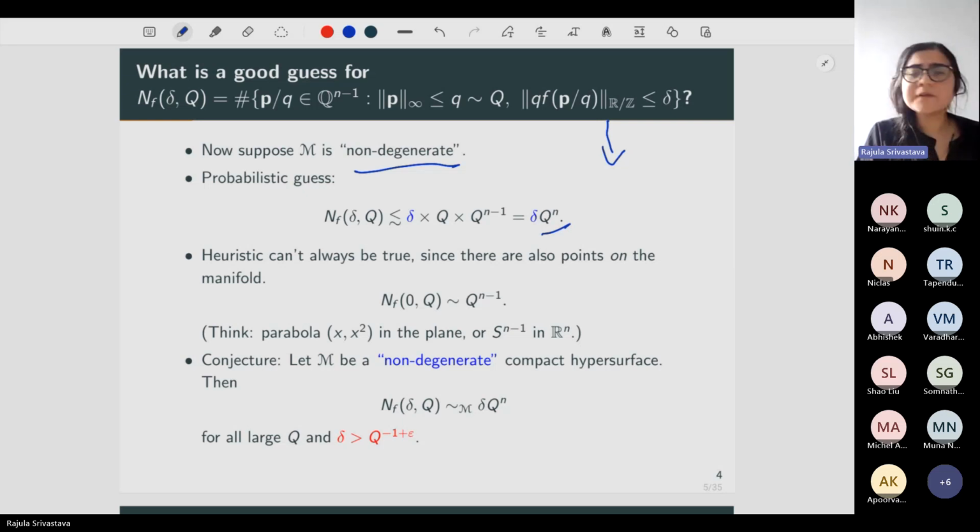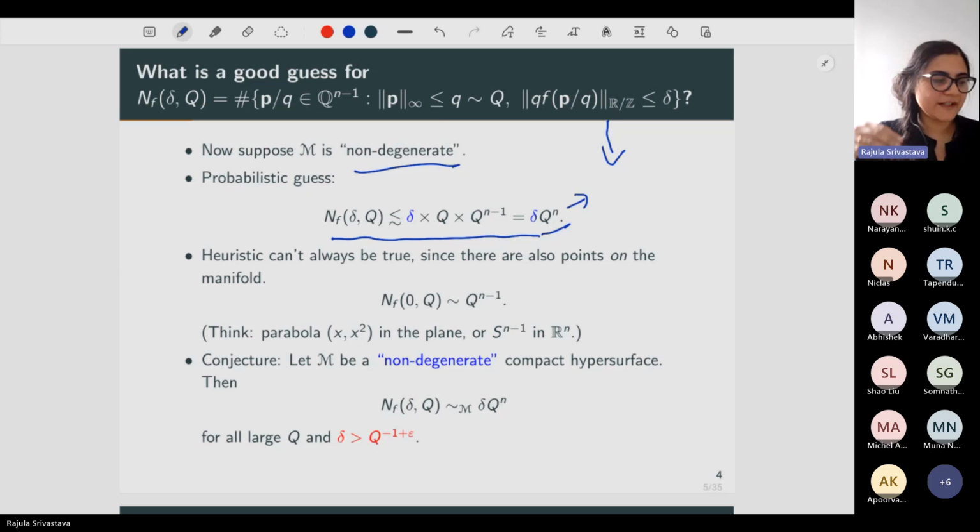But this heuristic also cannot always be true, no matter what your surface is, because imagine if this was true for some nice surface. What happens when delta equals 0? What you have on the right-hand side is obviously 0. So what this would say, if this were true, is that on your hypersurface there are no rational points at all. And that is not really true.